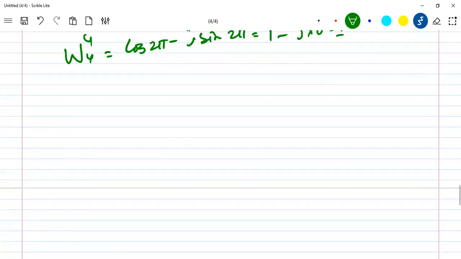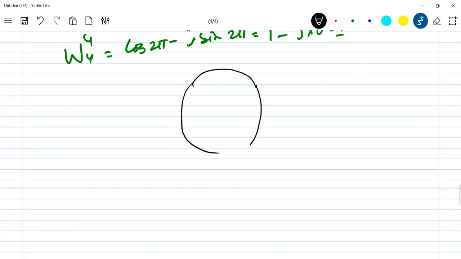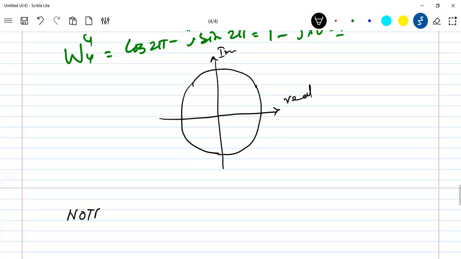So it is rotating, but let's see. Just check. I just draw a circle and two axes we are considering. This axis we call real, and this axis we call imaginary. I already mentioned, but forgot to tell you one part. You just note it down. This is a very important point.